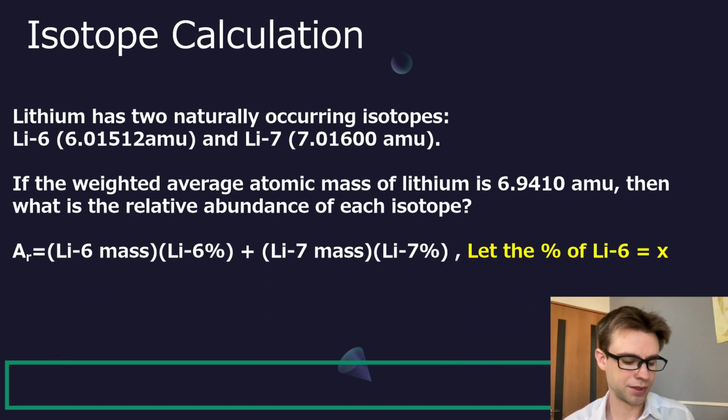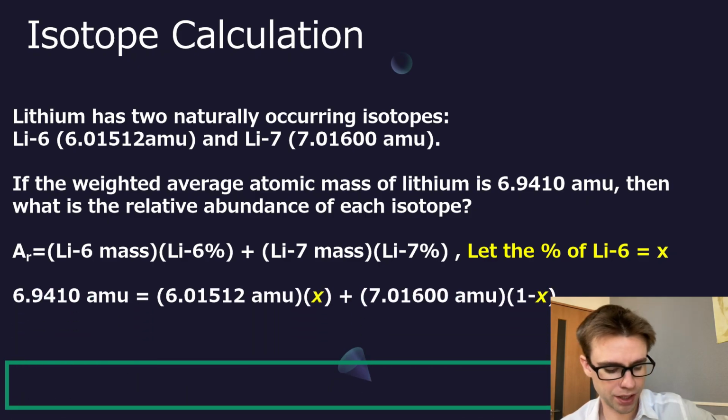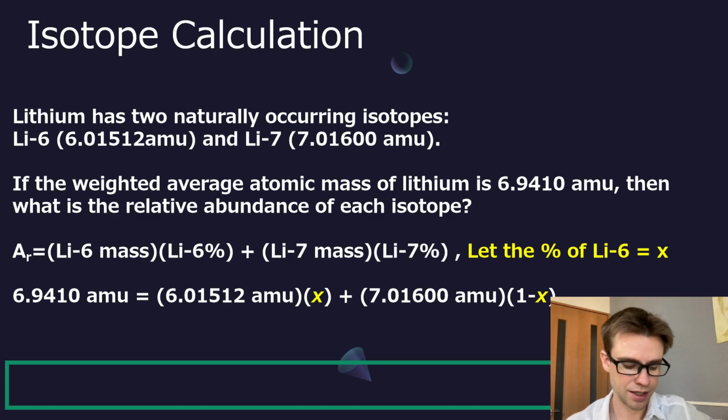AR equals lithium-6 mass times lithium-6 percentage relative abundance plus lithium-7 mass multiplied by lithium-7 percentage. So what I'm going to do is let the percent of lithium-6 equal an unknown number x. And then what I can write is 6.9410 AMU equals 6.01512, that's lithium-6 mass, multiplied by x, plus 7.01600 AMU, that's lithium-7 mass, multiplied by 1 minus x.